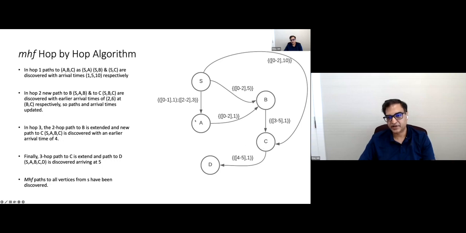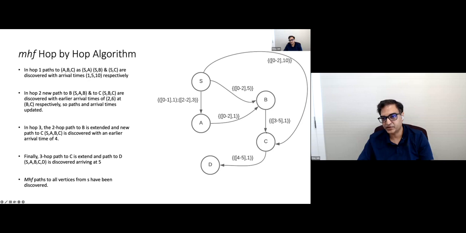In the third hop, I try to extend the two hop paths reached so far. So they are SAB and SBC. Now trying to extend SAB, I reached B at time 2, and I see there is an outgoing interval available after 2 at 3. So I find a three hop path to C, which reaches C at time 4. The earlier two hop path I had at C reached there at time 6. So I got a better arrival time. So I update the path to C, and I get a three hop path to C as SABC.